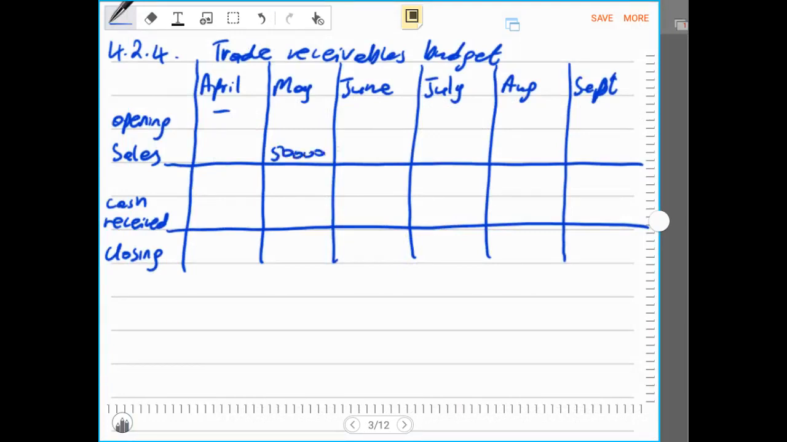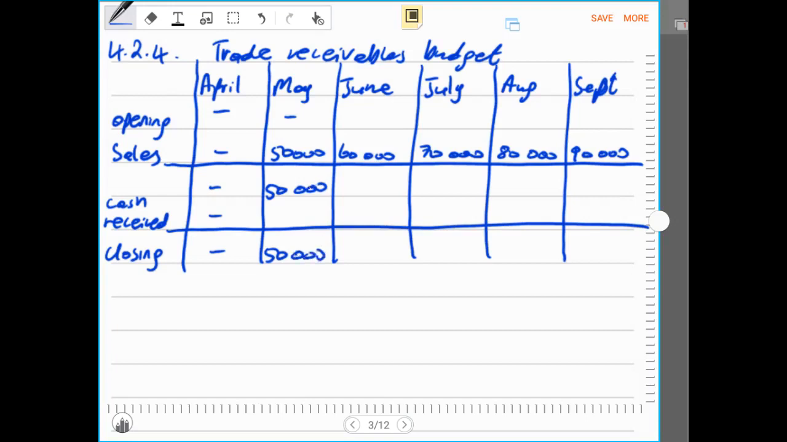50,000, 60,000, 70,000, 80,000, and 90,000. So now we only have our sales starting in the month of May. In April, there was nothing. No cash received and closing was 0. Opening in May in terms of trade receivables, there was no opening. And our sales were 50,000. Therefore now total available will be 50,000 and closing will be 50,000.